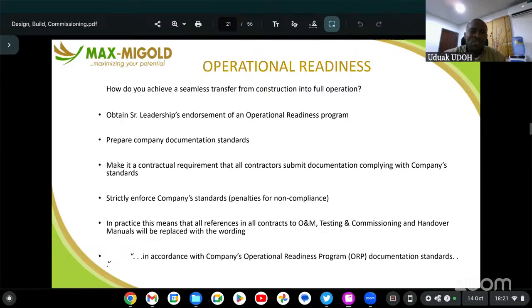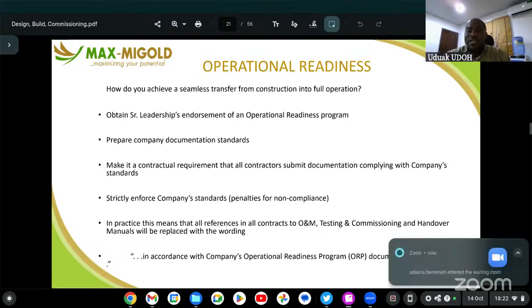We need to do it in a way that meets the documentation standard of that company. You don't just present a document. Some companies deal only with Excel format, some only with PDF, some only with Microsoft Word. So you need to understand the document standard and how you should reference that document. Also make it a contractual requirement that all contractors submit their documentation complying with company standards. So we need to strictly enforce this operational readiness program.